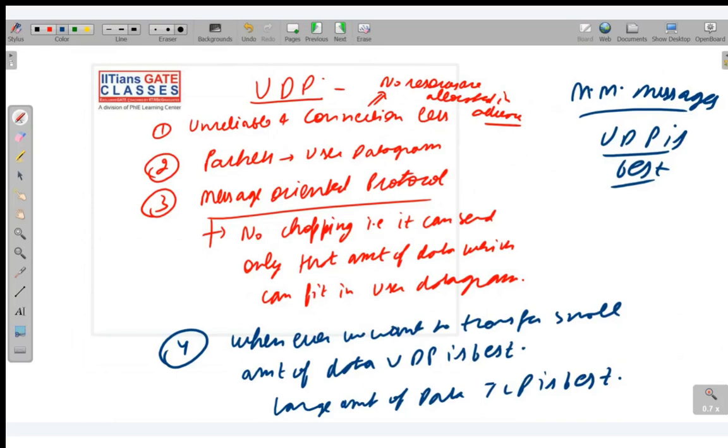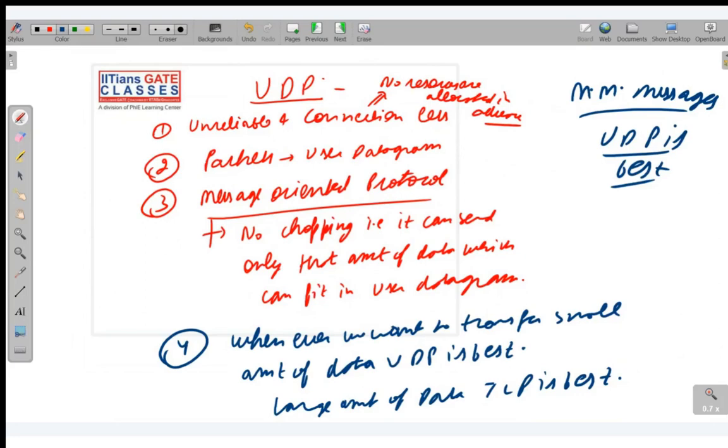If the application layer protocol itself is capable of handling the things, UDP is the best. If the application layer is simply sending a large amount of data to the transport layer, then you have to use TCP. So it entirely depends on the application layer protocol. If the application layer protocol itself is handling things, like error detection and correction, then there is no need of TCP. You send the data by UDP.